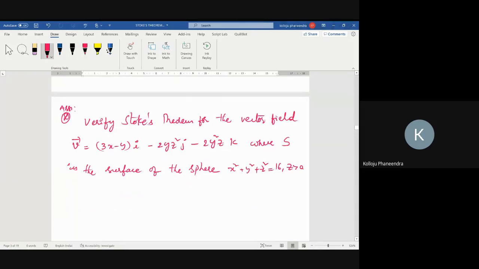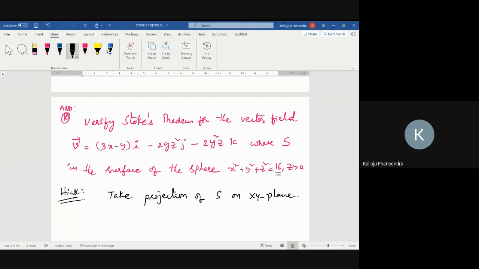Okay, same. But what is different in this problem? The difference is that the projection is not directly given. Take the orthogonal projection of this sphere on the xy plane. Take the projection of S on the xy plane. The remaining problem is the same.